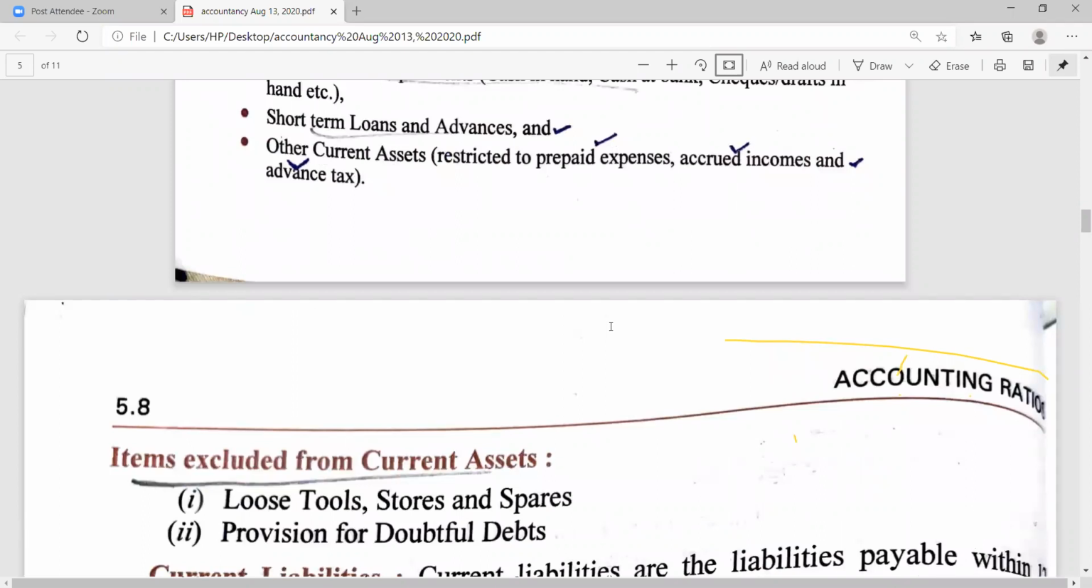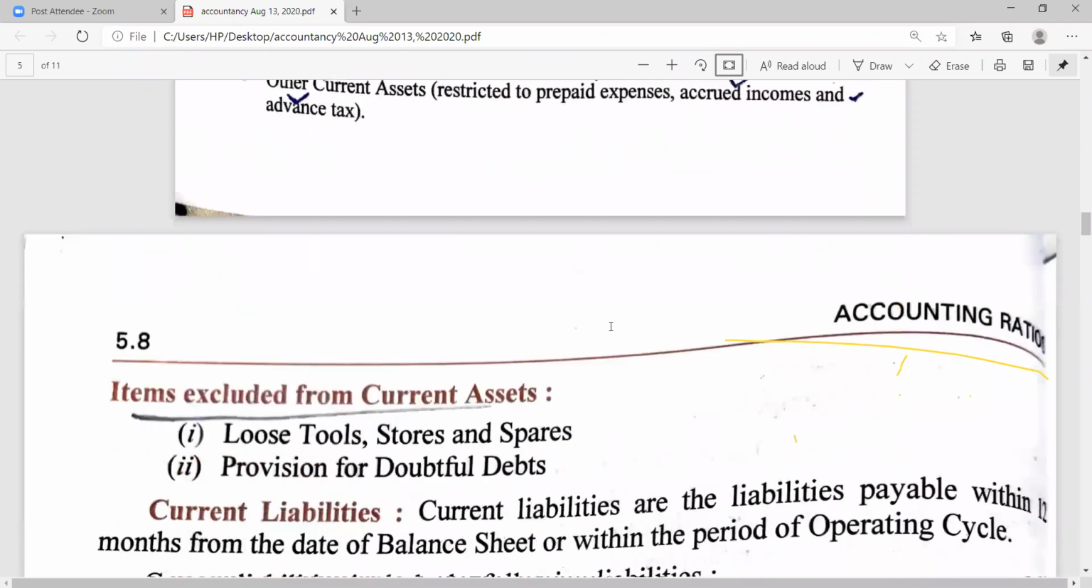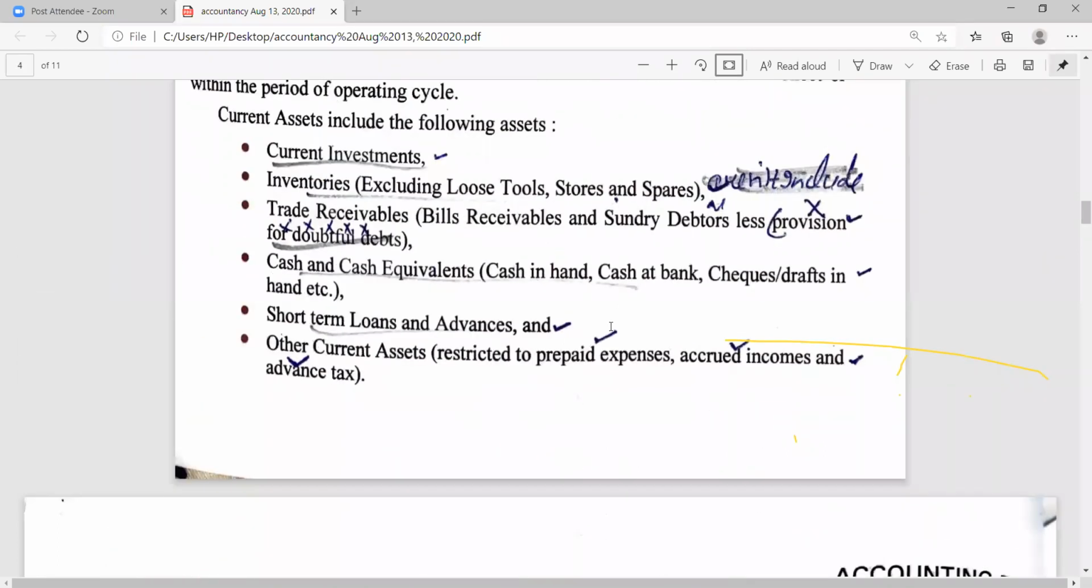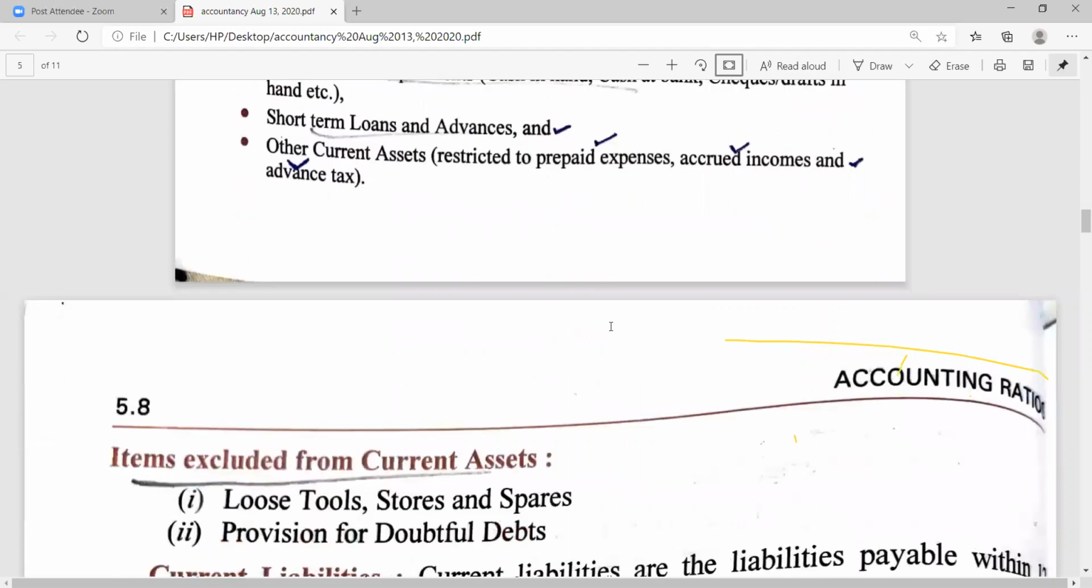These items are excluded from the current assets: loose tools, stores, spares, and provision for doubtful debts. As we have mentioned here in the second point, excluding loose tools, stores, and spares, and less provision for doubtful debts. Please revise these items again and again and make yourself prepared to learn what items are to be included while assessing the current assets.